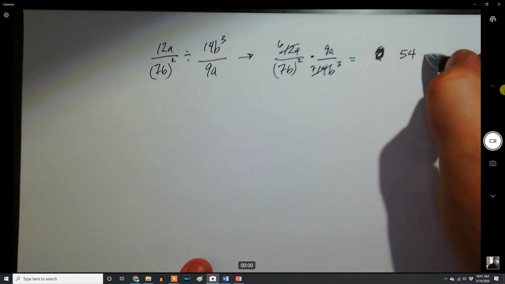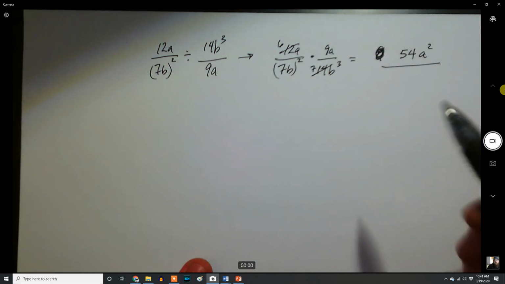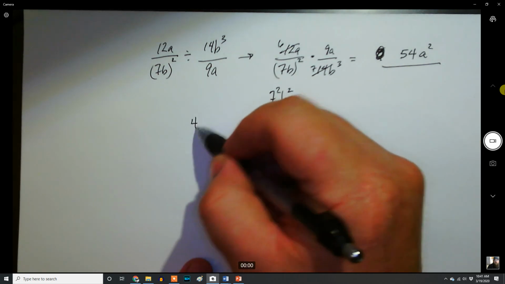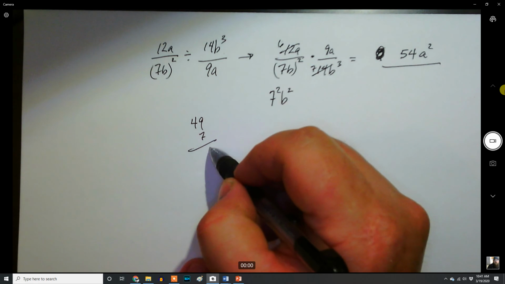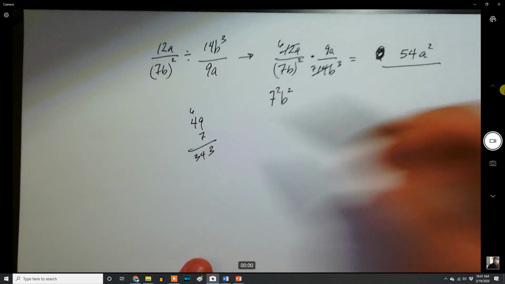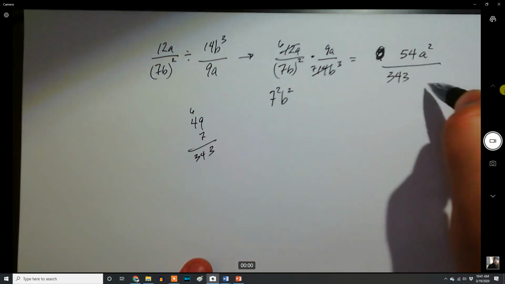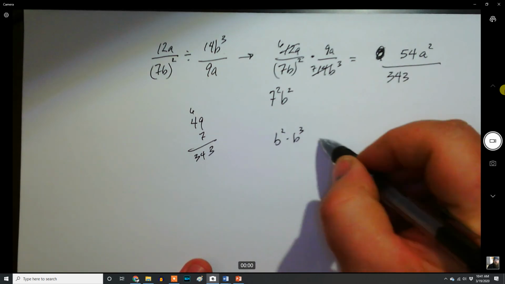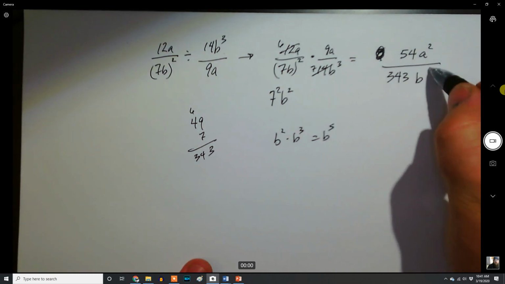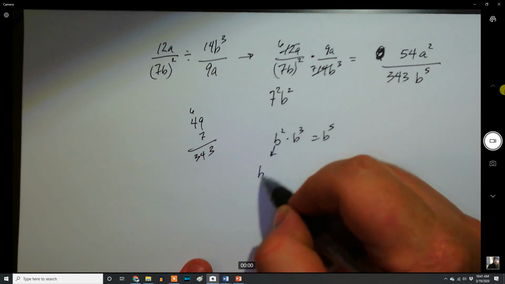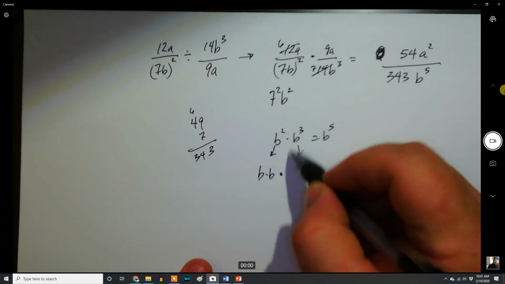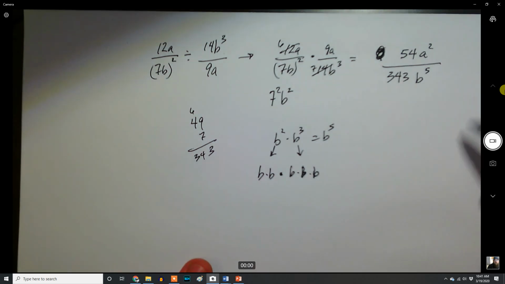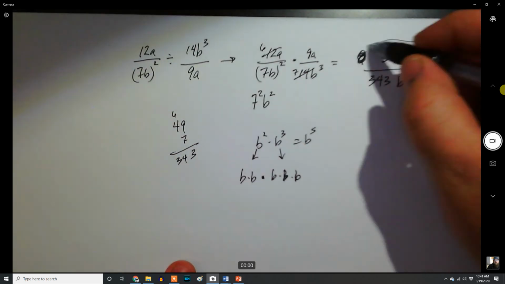And we've got a times a, which is a squared. In the denominator, we have 7 squared b squared. Now, I know 7 squared is 49, but I don't really want to multiply it by 7. I guess I could: 343. So if we wanted to write 343, we could. Here's b squared times b cubed. B squared times b cubed is b to the 5th. The reason it's b to the 5th is b squared is 2 b's, and it's multiplying, and b cubed is 3. That's 1, 2, 3, 4, 5. Anyway, that's how that one works.